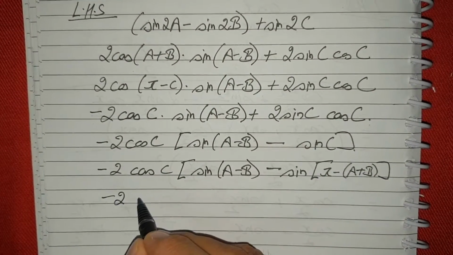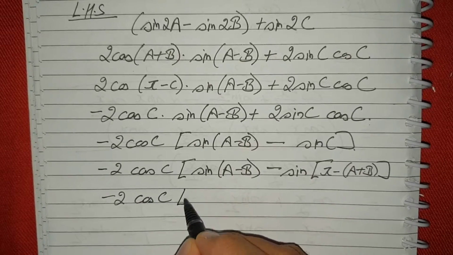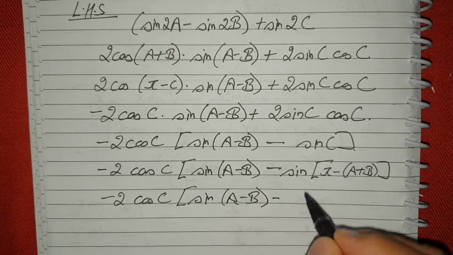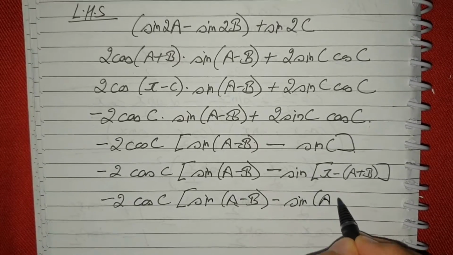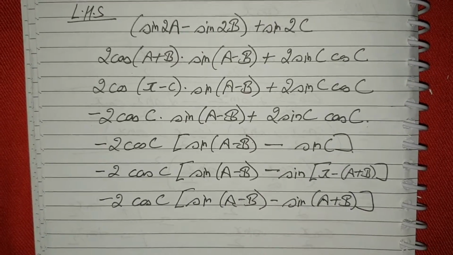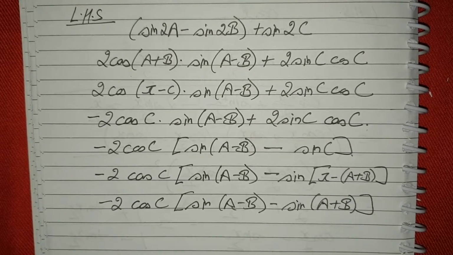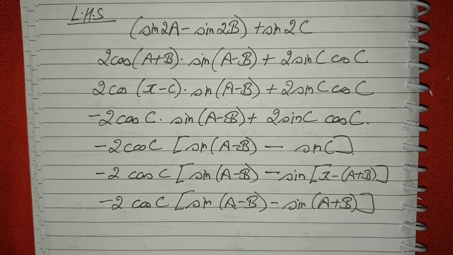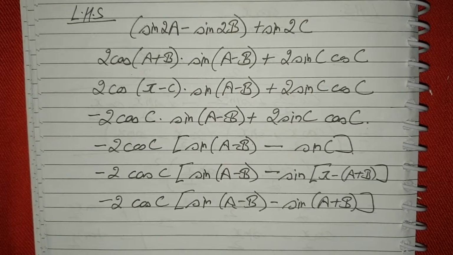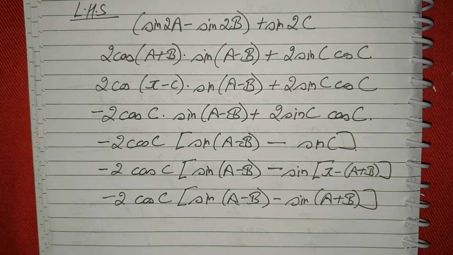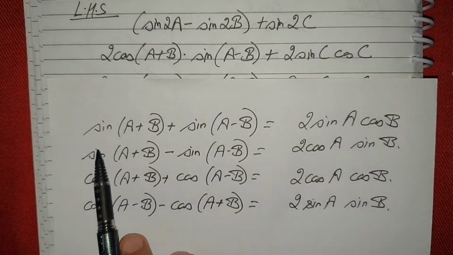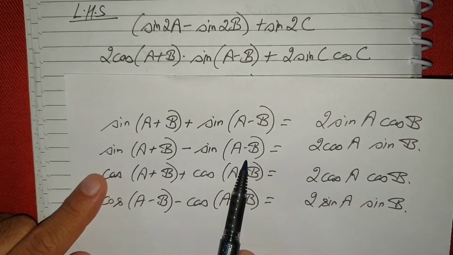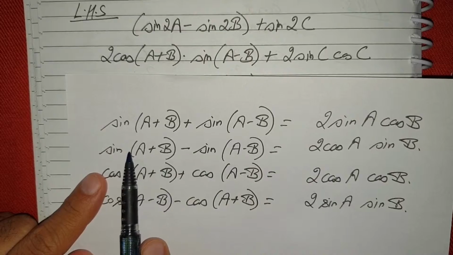So this sine of pi minus (A plus B) is sine A plus B. So minus 2 cos C into sine A minus B minus sine A plus B. Now if you remember this, sine A minus B minus of sine A plus B.